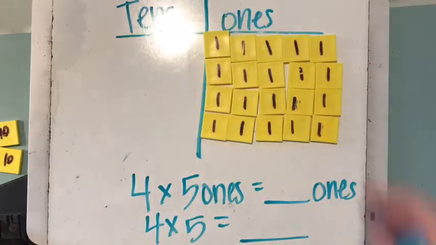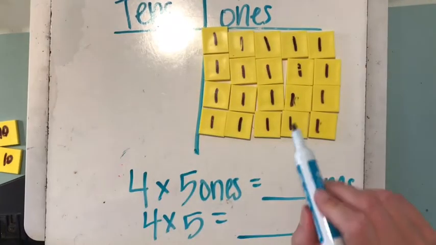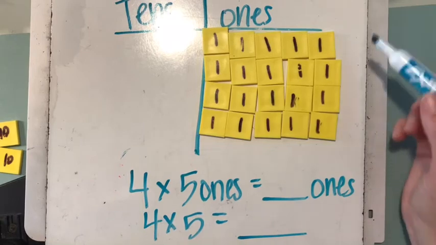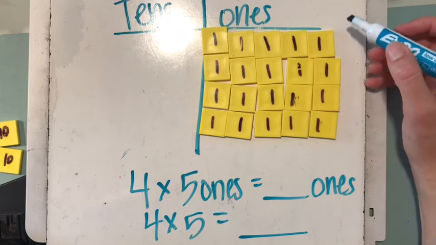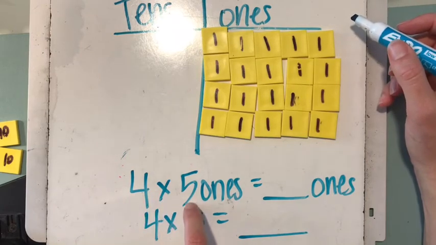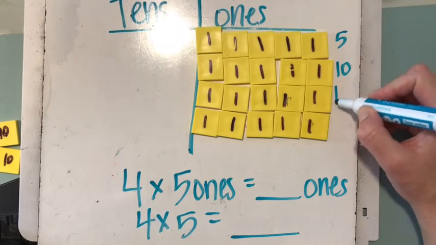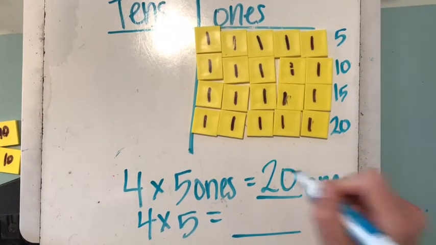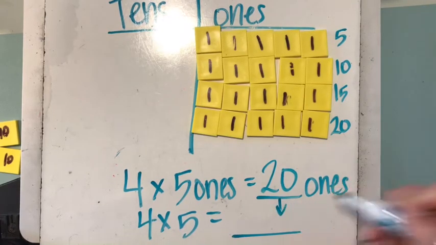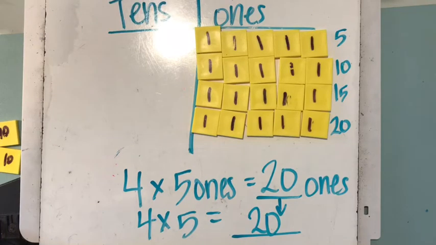Okay. So now I have 4 rows of 5 ones. My unit I'm doing is ones. I'm not doing tens this time, right? So we have 4 rows of 5 ones. So let's count by what? We're going to count by 5s to solve, right? So we have 5, 10, 15, 20. So how many ones do I have? I have 20 ones, which also equals 20. Easy peasy, lemon squeezy, right?